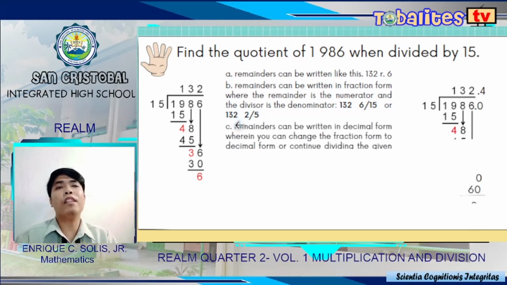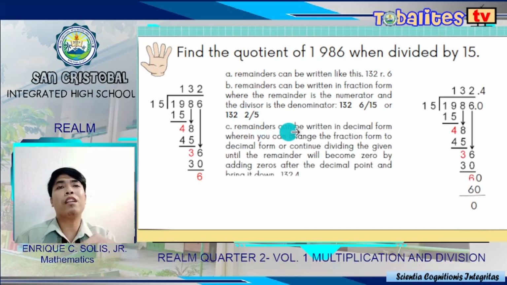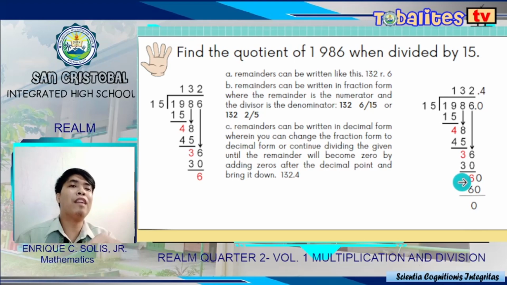Or the third one, we can write the remainders in decimal form, wherein you can change the fraction form to decimal form or continue dividing the given until the remainder will become 0 by adding zeros after the decimal point and bring it down. So for example, this one. We have a remainder 6 here. Since we do not have any digits to bring down, we can add 0 after the decimal point and bring it down. So the remainder 6 will become 60.